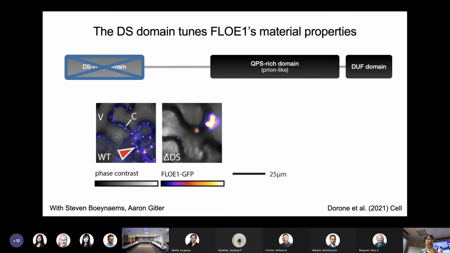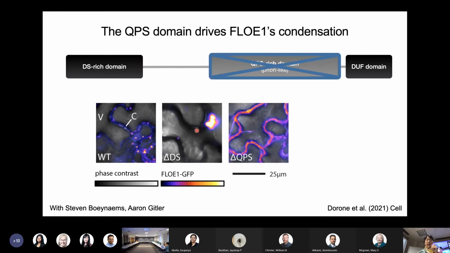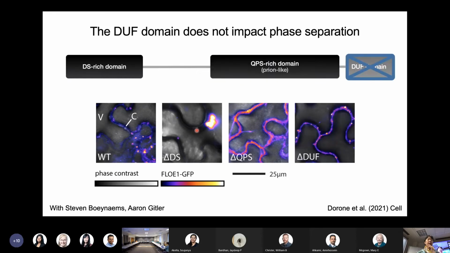When you get rid of this first disordered region, called the S-rich domain, we got these very large solid-like aggregates. And when we got rid of the QPS domain, we did not get any of these liquid droplet granules. So all the FLO1 protein was dissolved in the cytoplasm. The DUF domain, the domain of unknown function at the end, didn't seem to affect granule formation. So then the next question is, these mutants that we created, how do they affect seed germination?